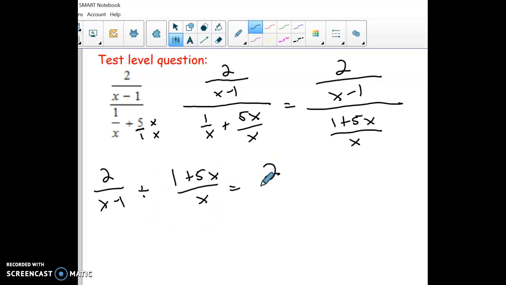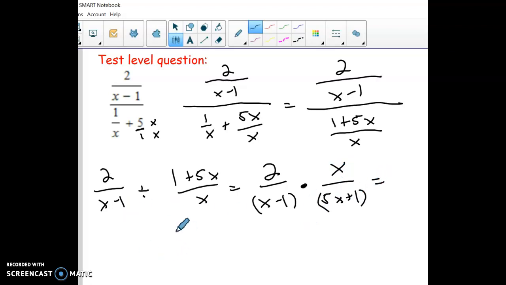So I have 2 over 1 minus x times x over, and I'm going to reverse this a little bit. I'm going to write it as 5x plus 1, but it really doesn't matter. Okay, so now I want to look and see, is there anything that cancels? We've got some x's, but basically this is 1 less than x, and this is 5 times x plus 1, so neither of those cancel with x.